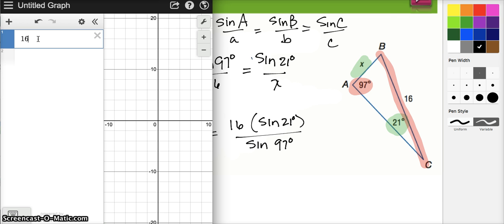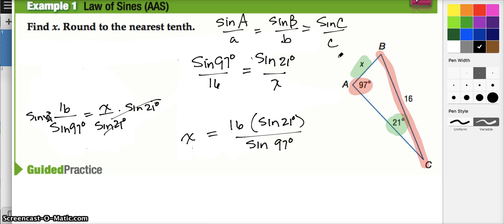I'm going to do 16 times the quantity of sine of 21. And I've already made sure that my calculator is in degrees and not radians. That's a big mathematical issue, because then you get all these calculations that are totally off. All right, so then we have that X is equal to 5.776. Let's say that X is equal to approximately 5.8. And now that we've got that, X is equal to 5.8.